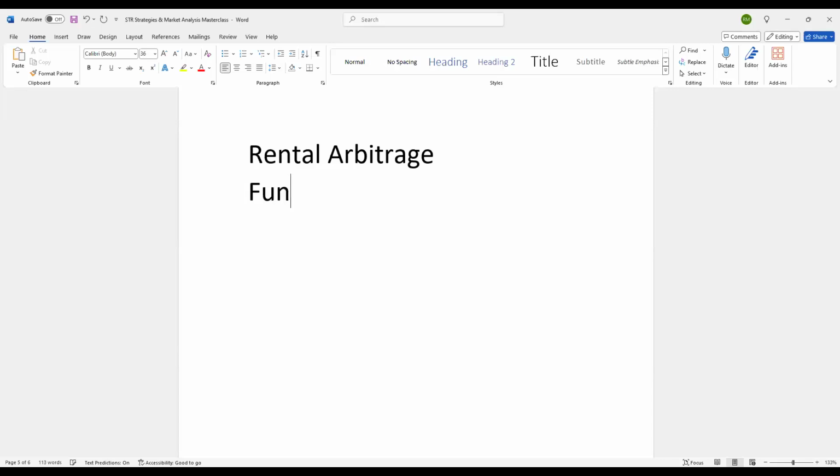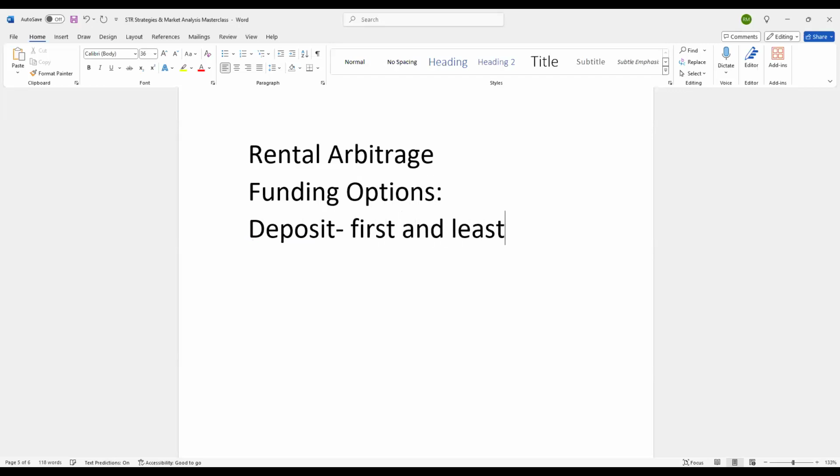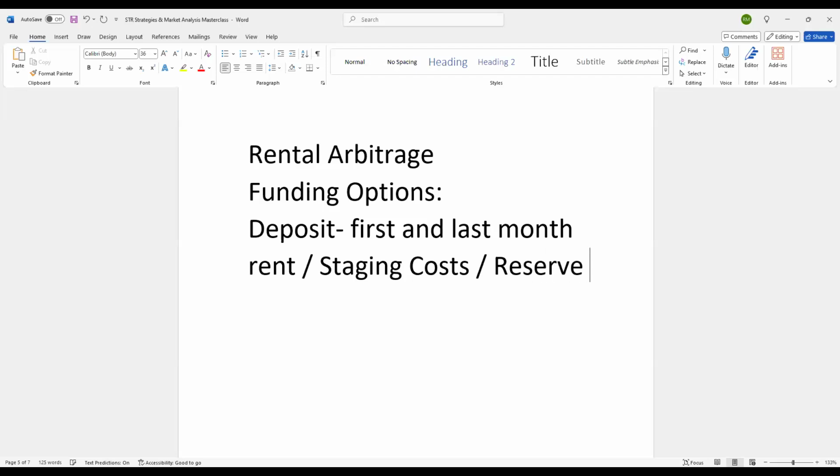So with that being said, let's dive into some of the funding options. With rental arbitrage, like I mentioned before, you're going to need deposit money. You're going to need first and sometimes last month's rent. You're going to need staging money. And then you're also going to want to have a reserve for some of those months where you might need to make sure that your monthly expenses are covered.